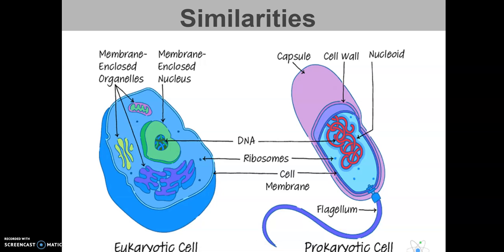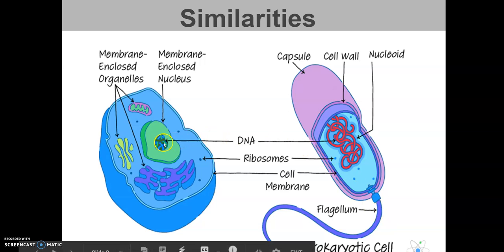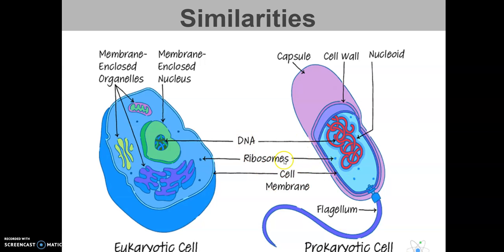Okay, the first thing that we're going to talk about, this you'll put in the middle of your Venn diagram, are the similarities between prokaryotic and eukaryotic cells. If you look, we do see some lines that are drawn in between. These are commonalities between them. And if we look, we can see everything has DNA. Everything has ribosomes, those little dots there, and we're going to see later on those are little protein factories. Those are where proteins are made. And everything has a cell membrane.